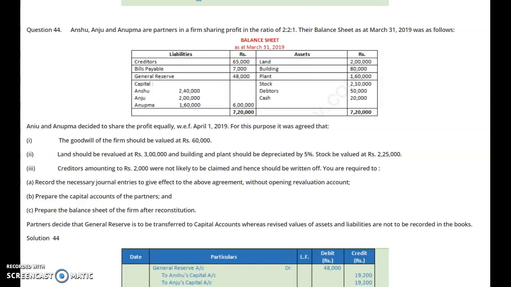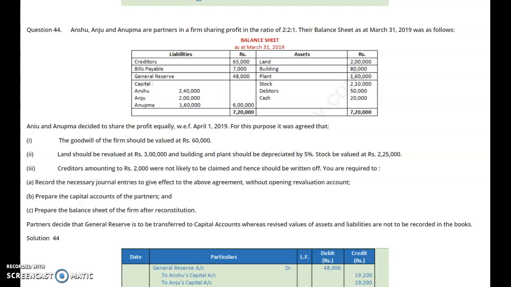Anshu, Anju and Anupama are partners in a firm sharing profits in the ratio 2 to 1. Their balance sheet as at March 31, 2019 was as follows. You have been given the balance sheet. Then Anju and Anupama decided to share the profits equally with effect from April 1, 2019. For this purpose, it was agreed that the goodwill of the firm should be valued at rupees 60,000.